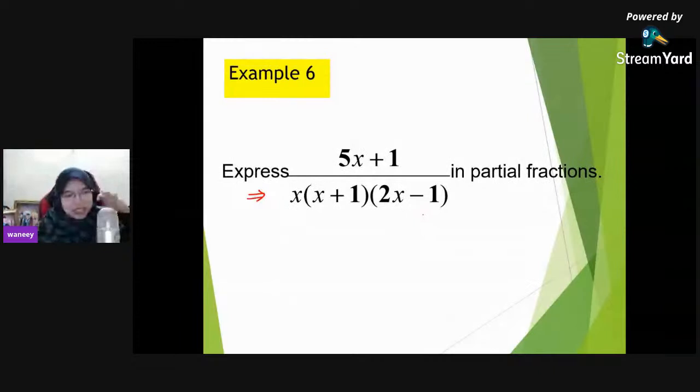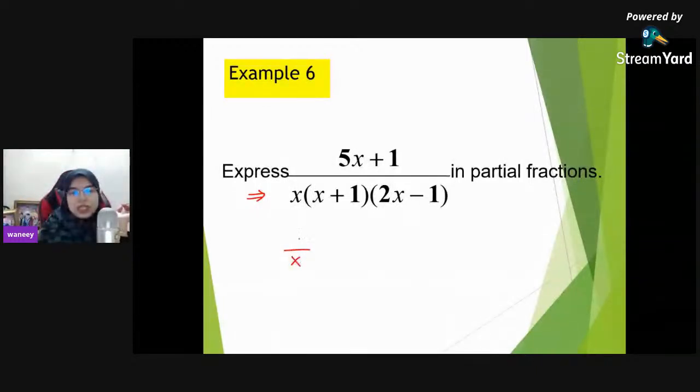So tengok bahagian bawah, dekat bawah tu. Do we have a quadratic or do we have a linear? Obviously, you have linear and all of them are distinct. Dia linear dan dia adalah linear yang berbeza sebab kita tak nampak benda yang ada kuasa dua. So distinct linear.